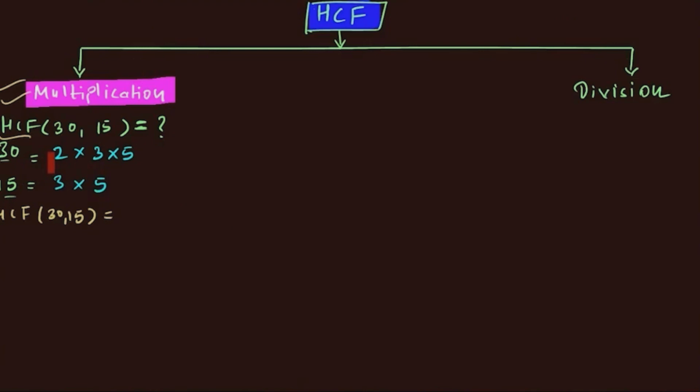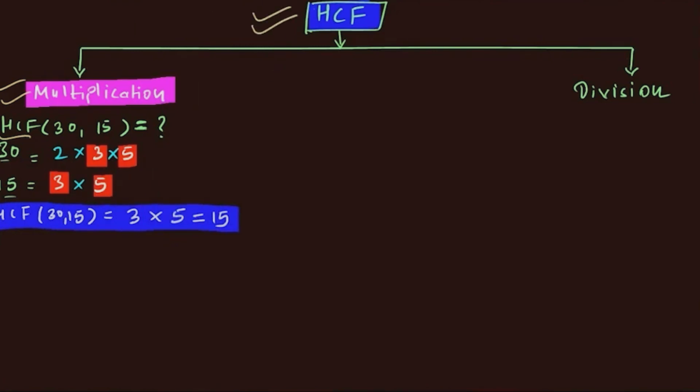Similarly, we can factorize the number 15 and we get 3 into 5. And here to find the highest common factor by multiplication method, we will take the product of the common numbers. As we can see here, 3 is common and 5 is common and no other number is common. So we now take the product of 3 and 5, that is 3 into 5 is equal to 15. So now the highest common factor of the numbers 30 and 15 is 15.